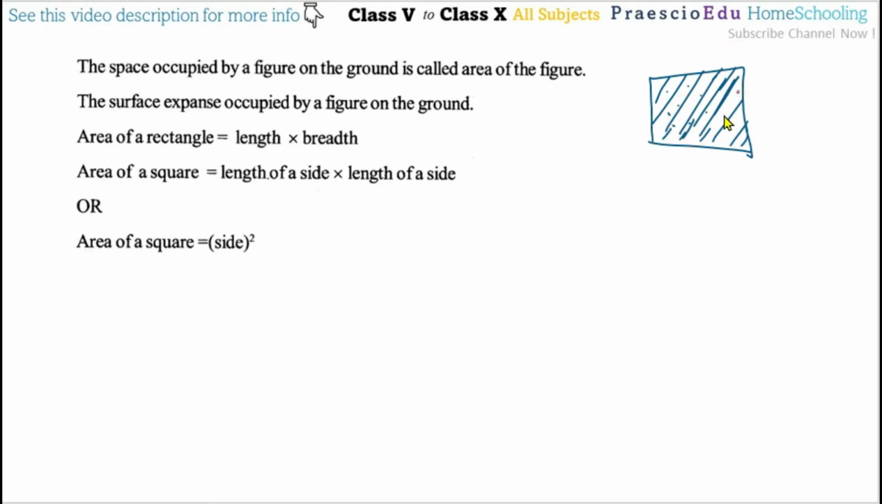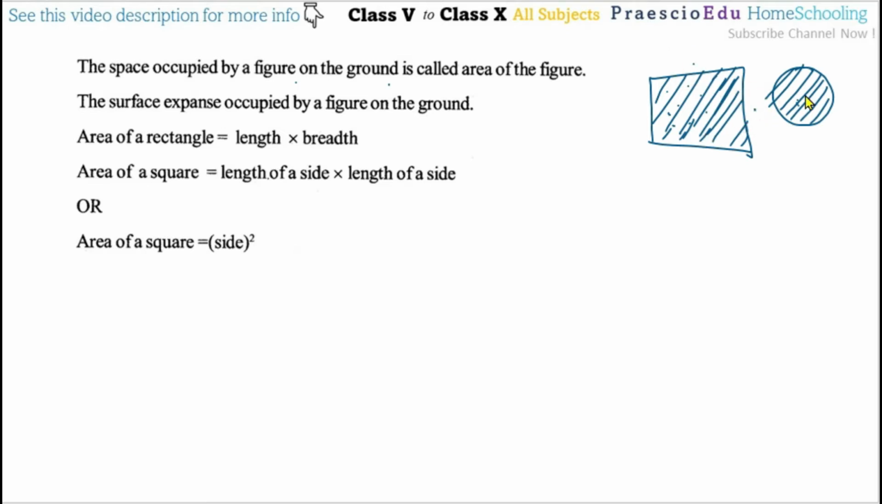Any closed figure. So if there is a circle, inside the circle this occupied space is called the area. So the space occupied by a figure on a ground, suppose this is on a plane, for your understanding purpose, the ground. On this ground, that is called the area. So this is two dimensional, because this is one dimension and this is another dimension.